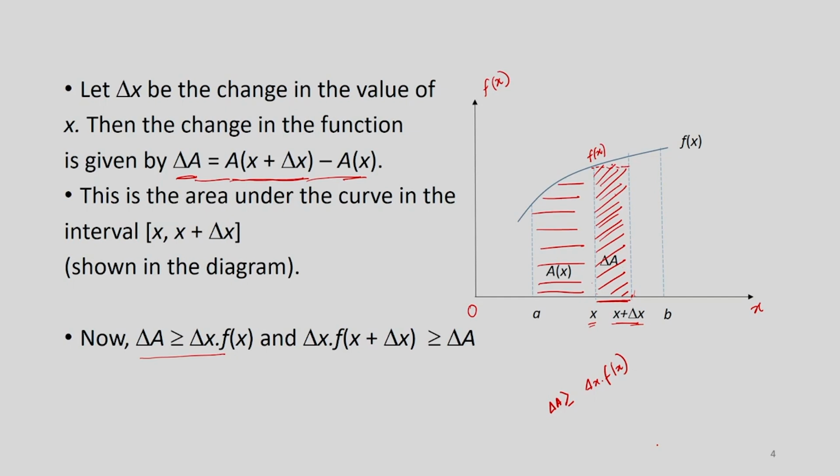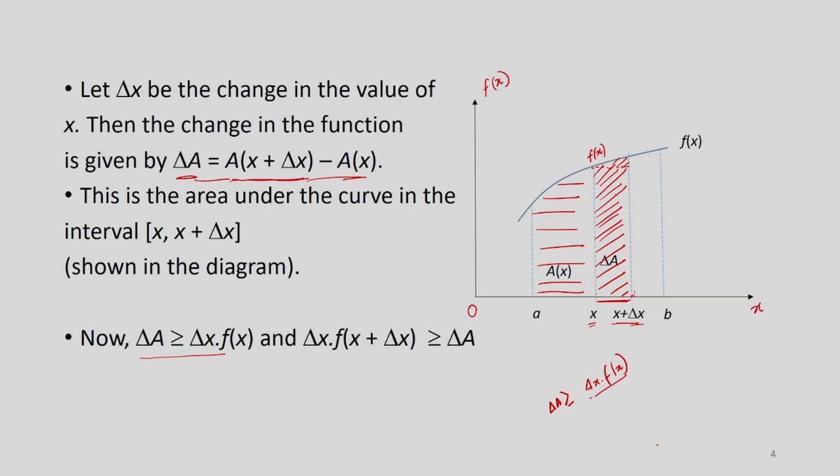This rectangle's area is given by delta x multiplied by f(x). And we have in this example taken an increasing function. So, we are saying that delta A, which is the area under the curve, right, that should be either greater than or equal to the area of this rectangle, right.